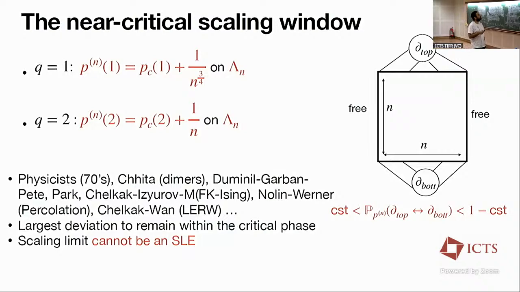What does it mean? For percolation, you take your critical value, which is 1/2, and you add n to the power -3/4 to all the edges. This is a specific power. For the Ising model, you take your critical point and you add 1/n. So these are different models, and they have different powers here. You do what we call a massive perturbation, a near critical perturbation. You scale the temperature as you scale the lattice.